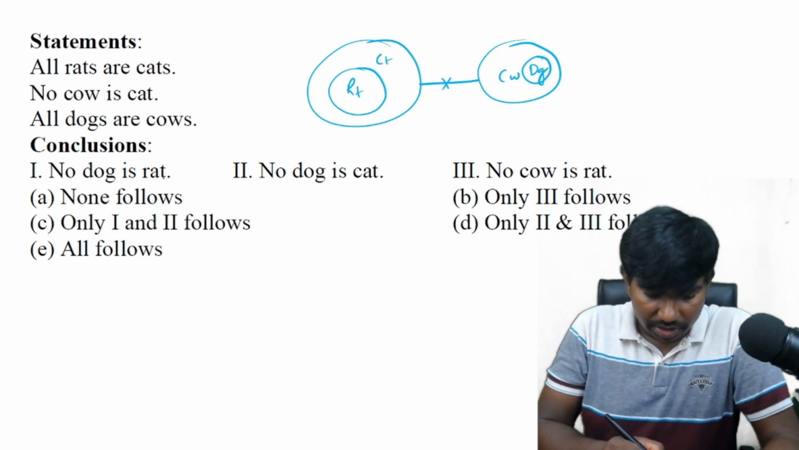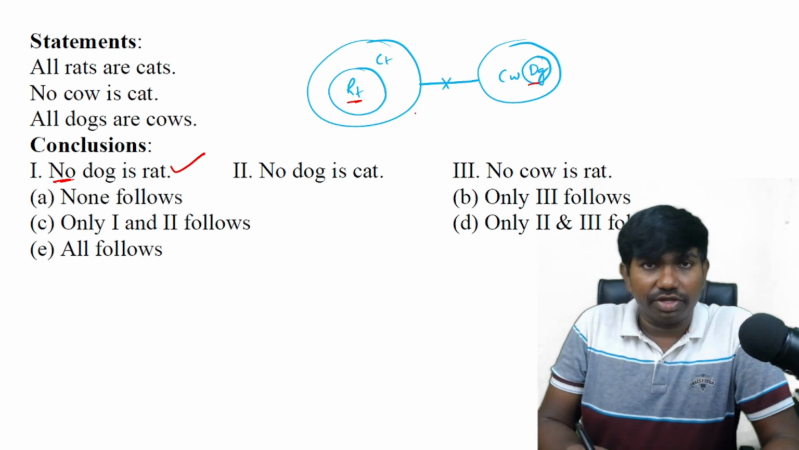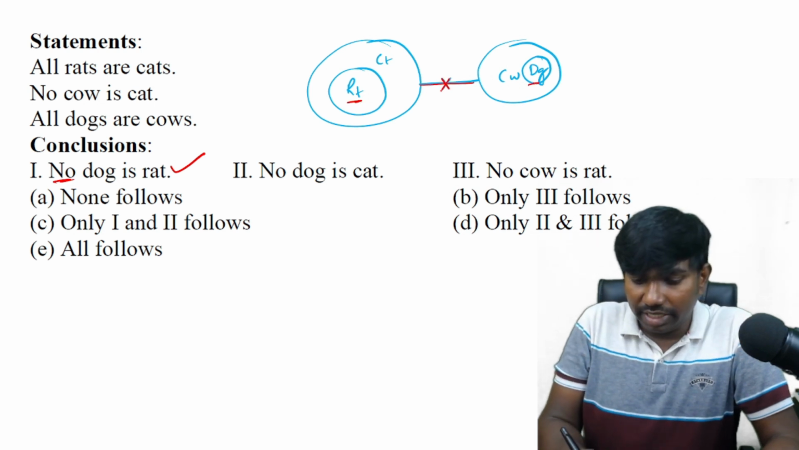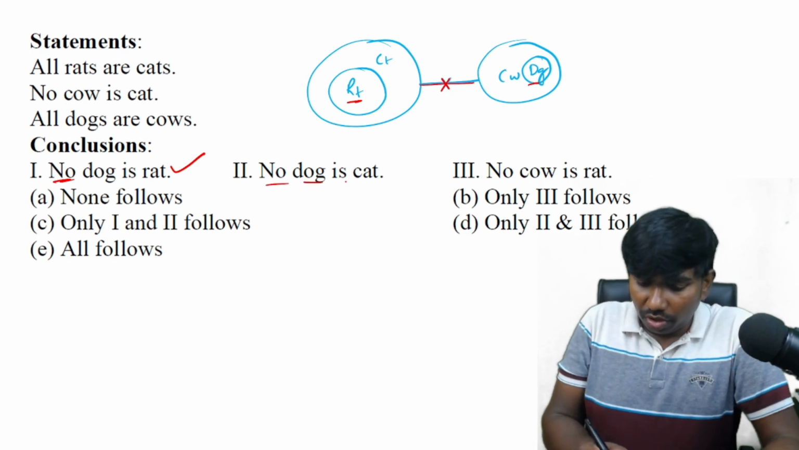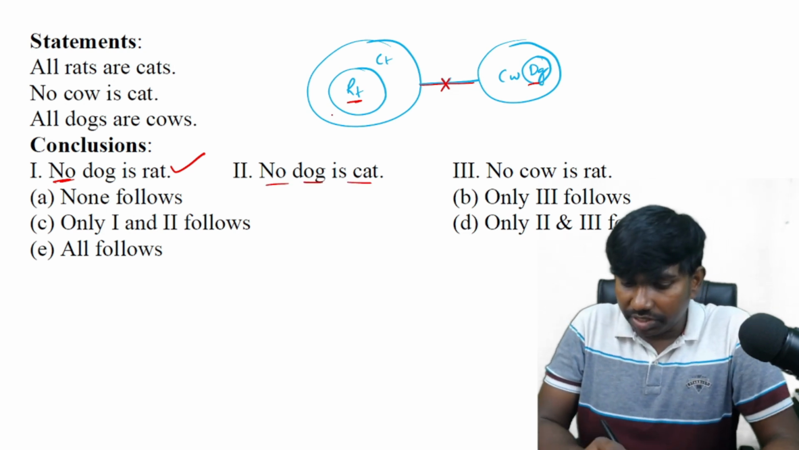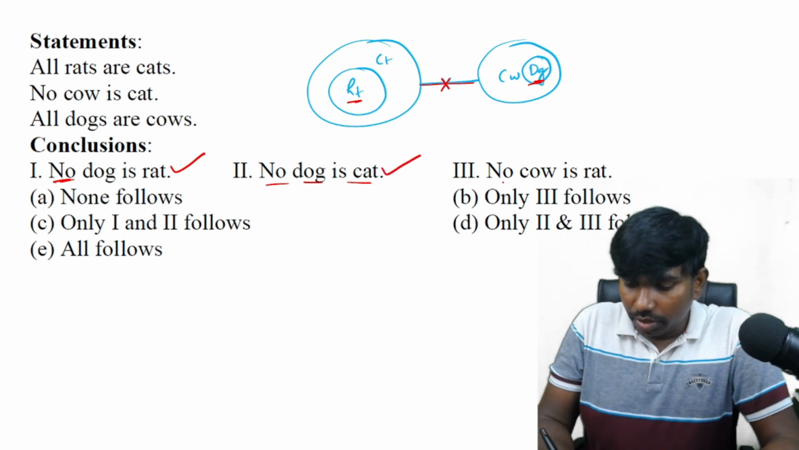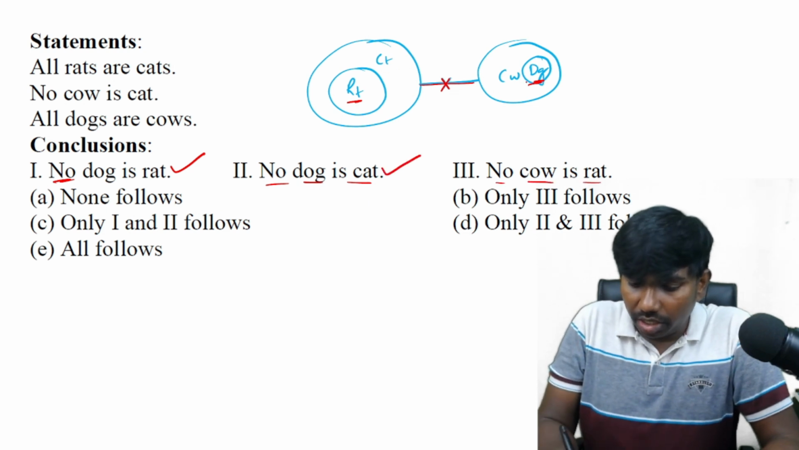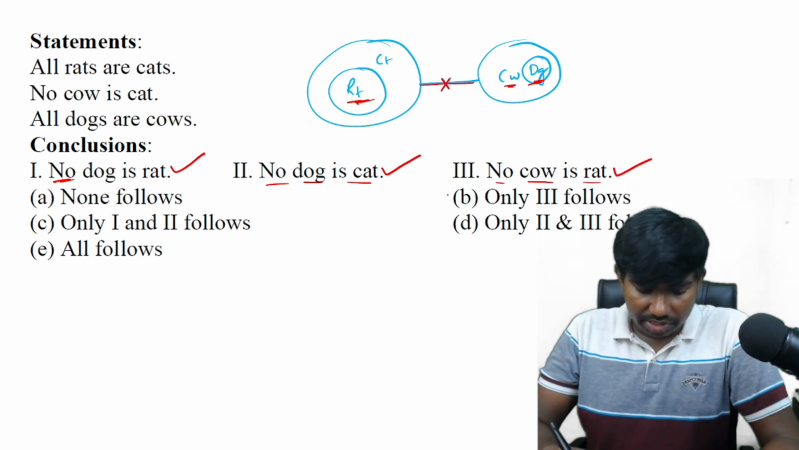Yes, it is correct 100% because dog and rat can never intersect, because they are kept inside the circles and outside locked. Okay. Next, no dog is cat. Dog and cat also cannot intersect, which means it is true. No cow is rat. Cow is here and rat is here. They also cannot intersect. That means it is also true. So the answer here is all follow.